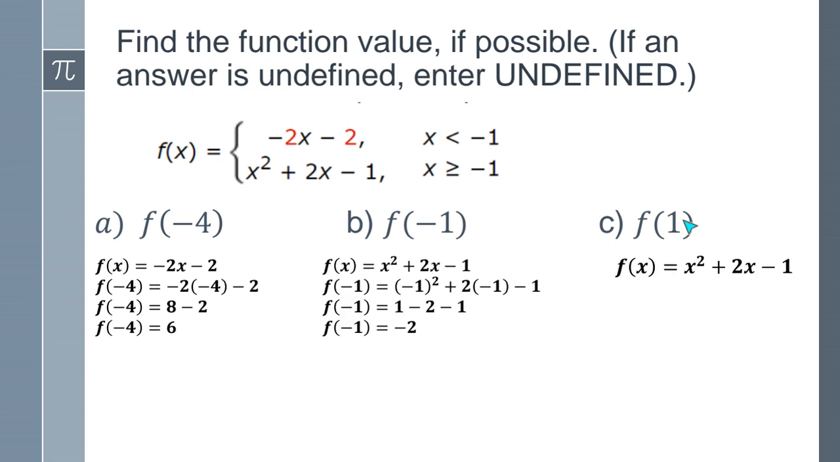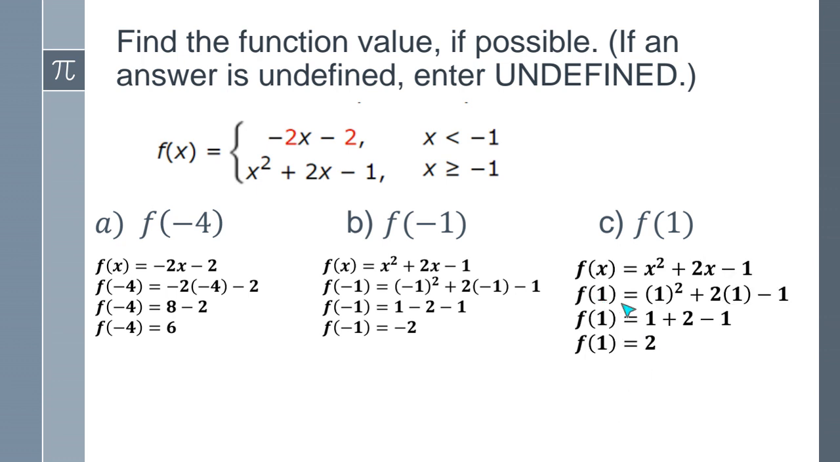And then for letter C, f of 1. So if 1 is going to be greater than -1, we use that second equation. Substitute 1 for every x. So we have 1 squared plus 2 times 1 minus 1. 1 squared is 1. 2 times 1 is 2. And then we have a minus 1. 1 plus 2 is 3. Minus 1 is 2.